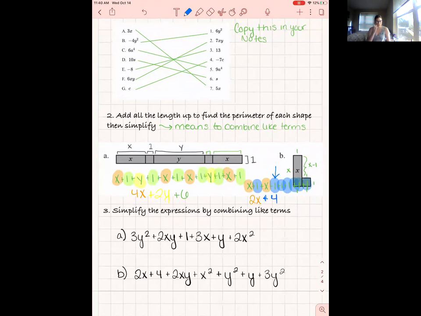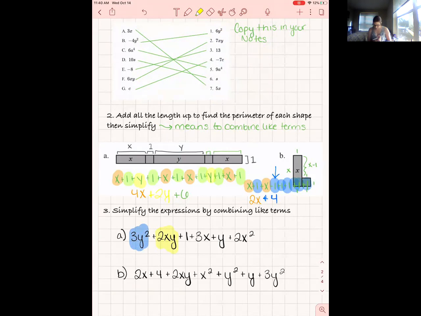Okay, if I'm gonna go through and highlight like terms, I'm gonna just start at the beginning. I have a 3y squared. Do I have any more y squareds? I have a y, but that's not the same shape, so they don't get combined. I don't see any more, so that one's on its own. 2xy is next. That's going to get yellow. Do I have any others where there's an x right next to a y? I do not see any, so I'm going to leave that.